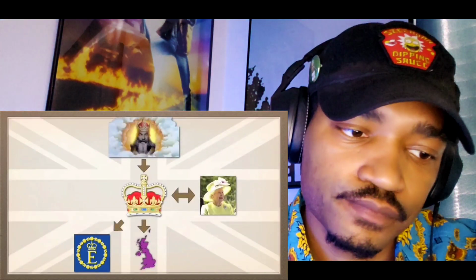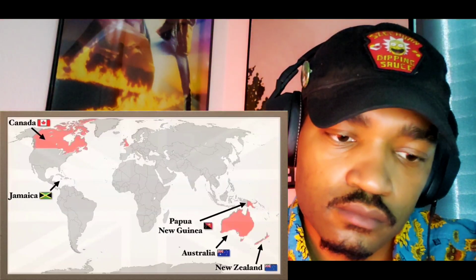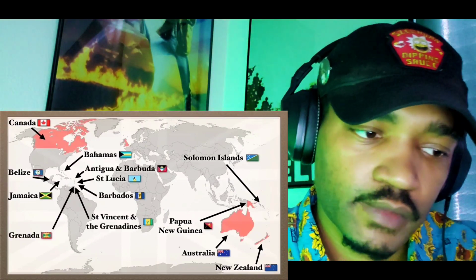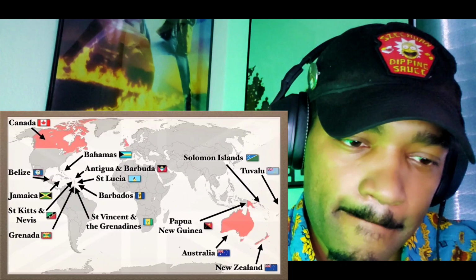The former colonies that gained their independence through diplomacy and continue to recognize the authority of the Crown are known as the Commonwealth realm. They are, in decreasing order of population, Canada, Australia, Papua New Guinea, New Zealand, Jamaica, the Solomon Islands, Belize, the Bahamas, Barbados, St. Lucia, St. Vincent and the Grenadines, Grenada, Antigua and Barbuda, St. Kitts and Nevis, and Tuvalu. All are independent nations, but still recognize the monarchy as the head of state.